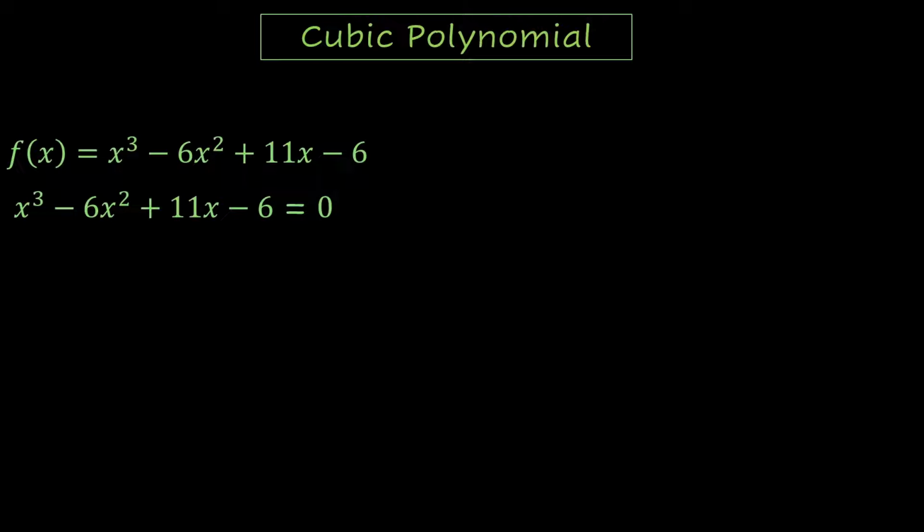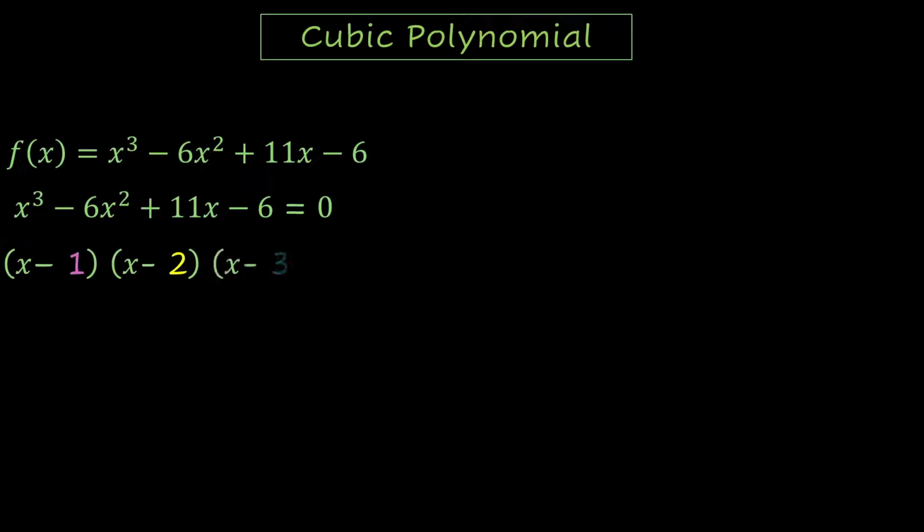Hello everyone, let us talk about cubic polynomials. We have an example here. f(x) is equal to x cubed minus 6x squared plus 11x minus 6. If we need to find its roots, we put it equal to 0.